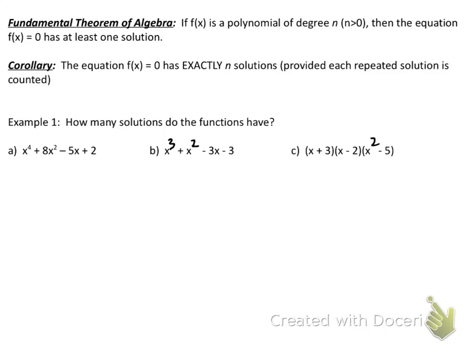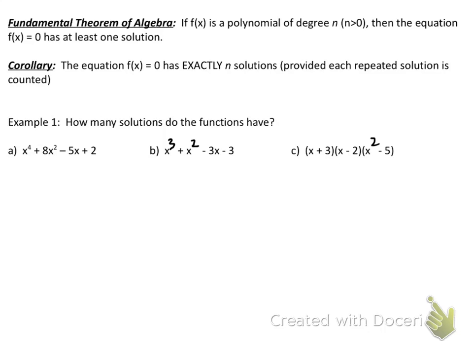Now, we've already discussed the fundamental theorem of algebra in class. The fundamental theorem of algebra states that if a polynomial is degree n, then it's going to have at least one solution, and more importantly, it's going to have exactly n solutions, provided that you allow any repeated solutions to be counted. So in other words, what does that mean?